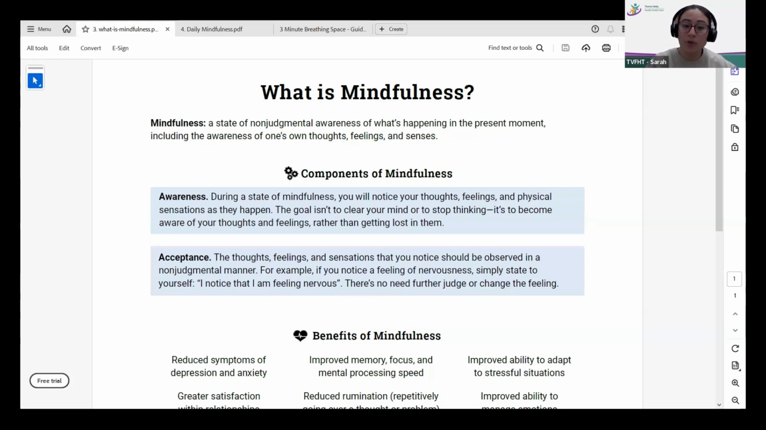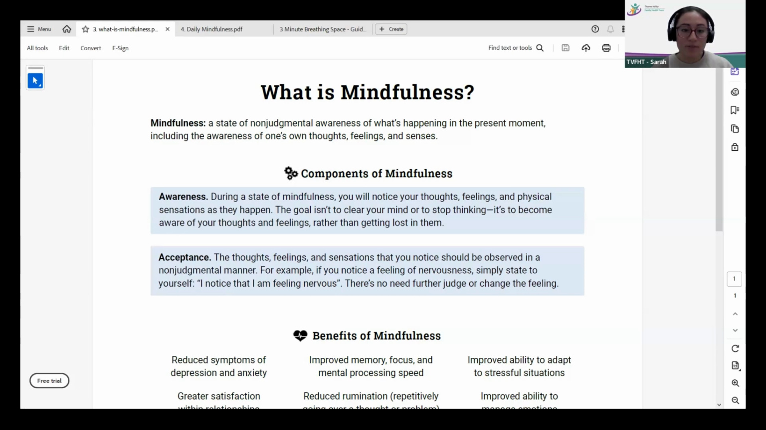It can help to improve our ability to adapt to stressful situations. It can help to improve our ability to manage emotions. It also can enhance our sense of self awareness. It can also boost our immune system, decrease our pain and inflammation, improve sleep, improve well-being, boost happiness, boost social life. There are so many benefits that are really endless here.